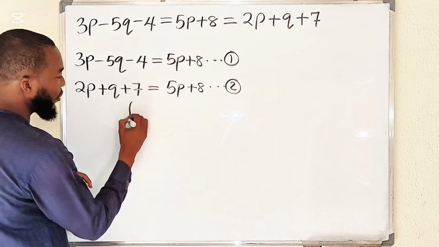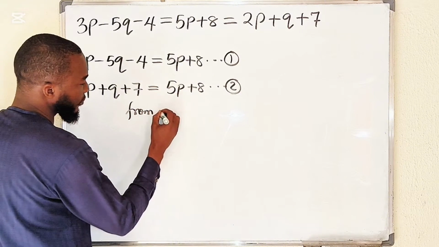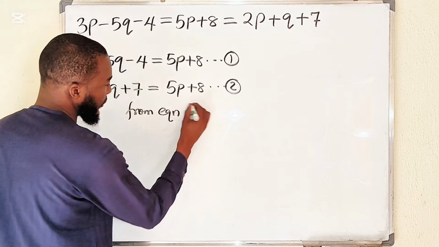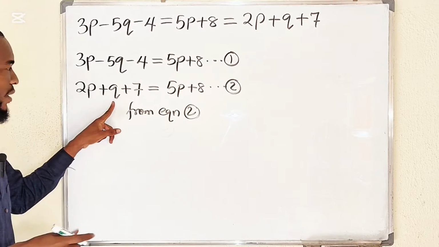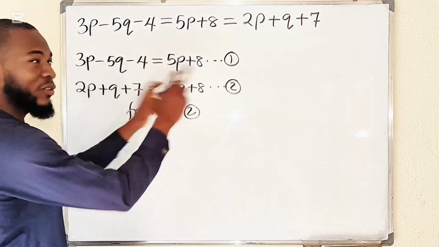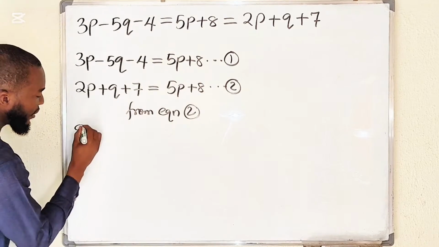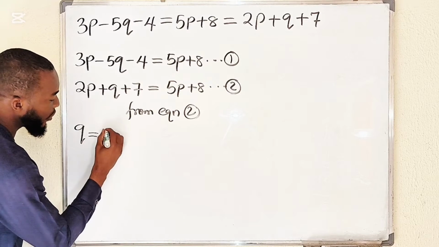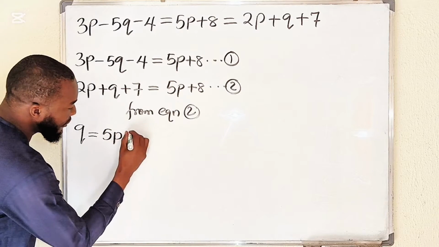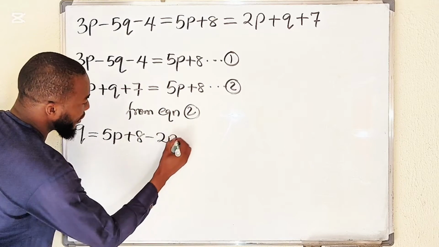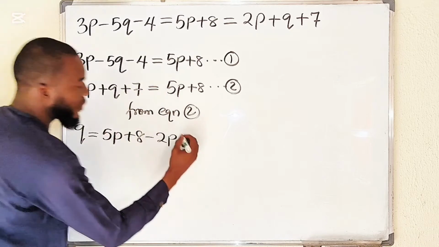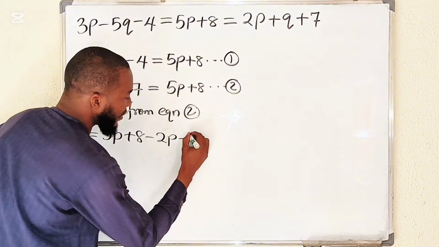So from this equation number 2, I would like to make q the subject. So I will take this and that to the other side, leaving only q equals, already we have 5p plus 8 to the other side. As this crosses over, it becomes negative 2p. Then as 7 crosses over, it becomes negative 7.